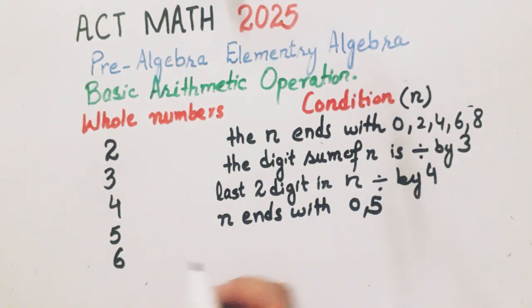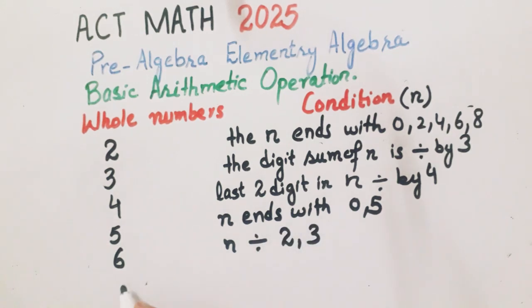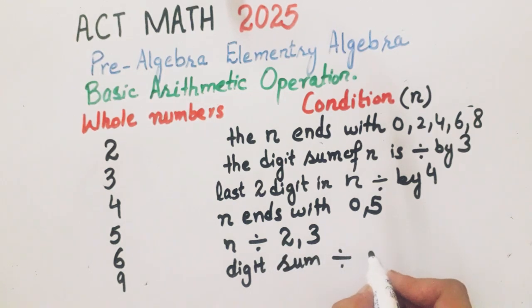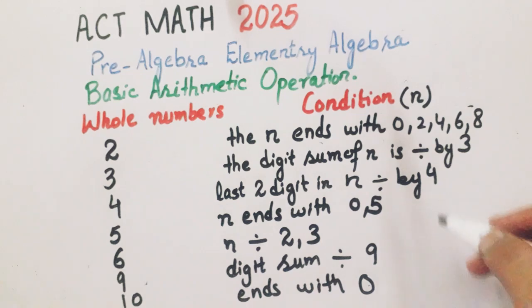And for 6, n is divisible by 2 and 3. For 9, the digit sum is divisible by 9. And for 10, the condition is that it ends with 0. So these rules are useful when determining the factors of a whole number.